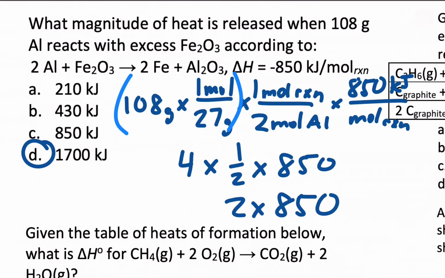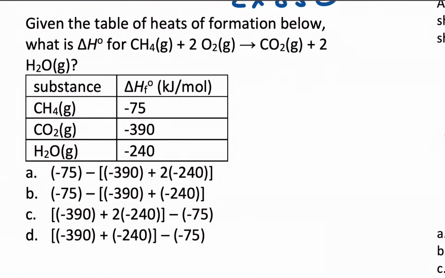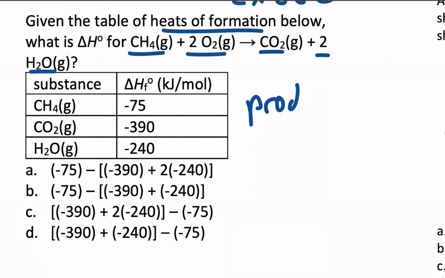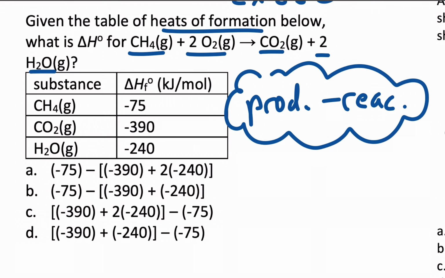No calculator needed. Next, given the table of heats of formation, what's the delta H for methane plus 2 oxygens makes 1 CO2 and 2 waters? Heats of formation, I'm thinking products minus reactants. That's what formation makes me think of. So I have 1 CO2 and 2 waters that I need to add up as my first term. And if I look at the choices, that's only shown up in choice C.